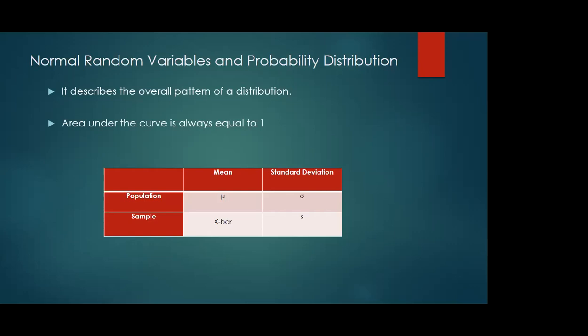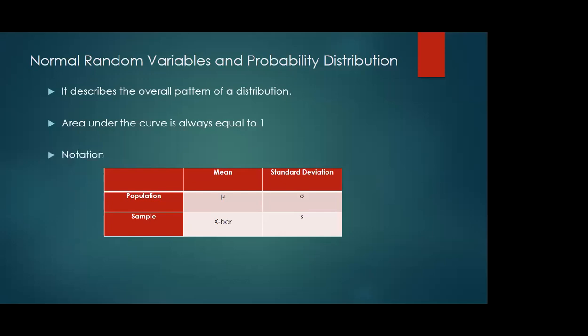And the area under the curve is always equal to 1. This is like the sum of probabilities. Remember that the sum of our probabilities must be equal to 1. So with normal distribution, the only difference is that the area under the curve is always equal to 1. It's the same thing as saying that the sum of all probabilities should be equal to 1.